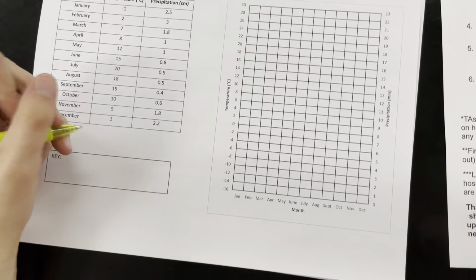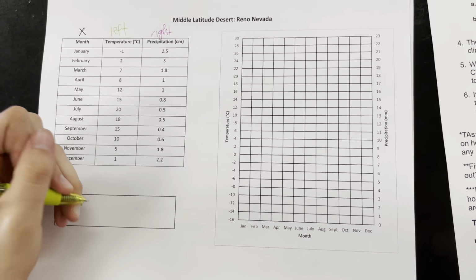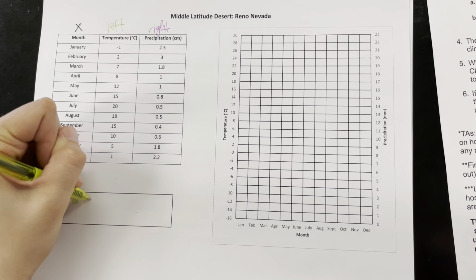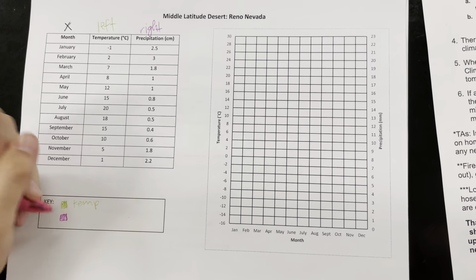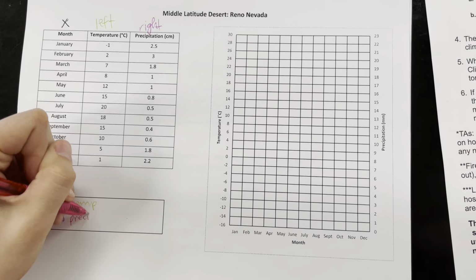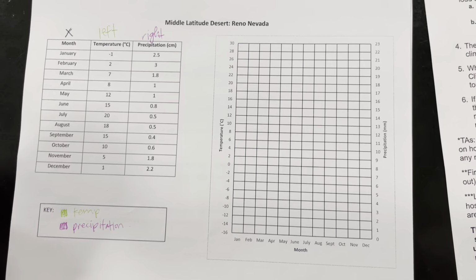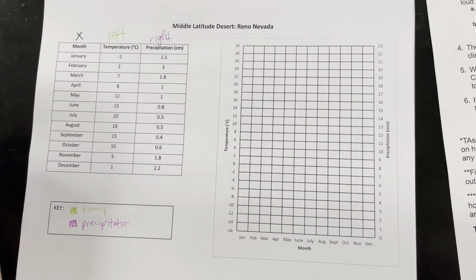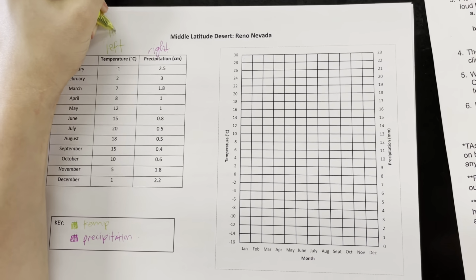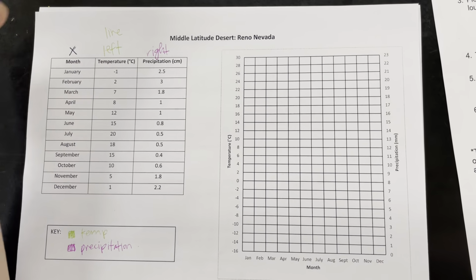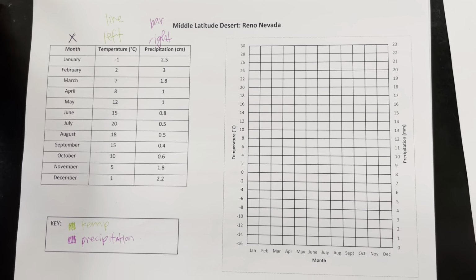So I'm going to go ahead and make myself a key so that I know what I'm referring to when I look at the colors. So green is going to be temp, and pink is going to be precipitation. So you need two colors for these graphs. Okay, so this left one, the temperature, that's going to be a line graph, which you've had lots of practice with this year.